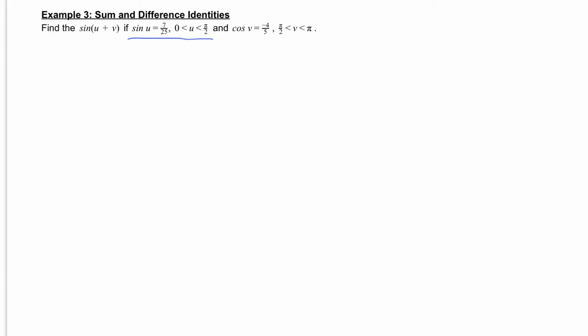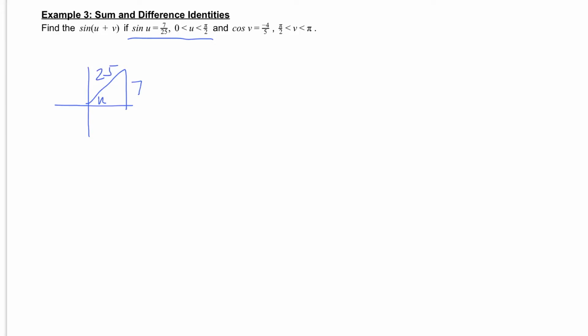If we know that the sine of u is 7 over 25 and u is between 0 and pi over 2, that tells us that u is in the first quadrant. So I'm going to create my axes here, drawing my triangle in quadrant number 1, which is between 0 and pi over 2. U is my inside angle, and then I'm going to use SOHCAHTOA in order to label my sides. Sine is the opposite over the hypotenuse, so 7 over 25.